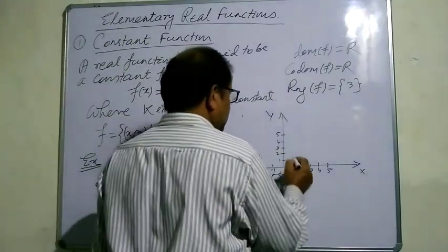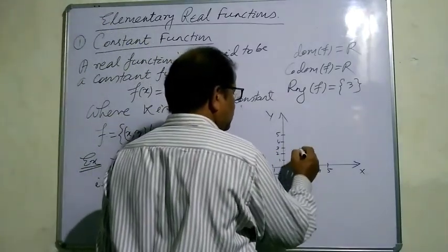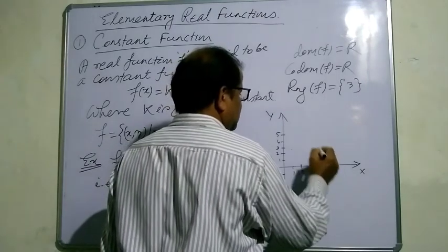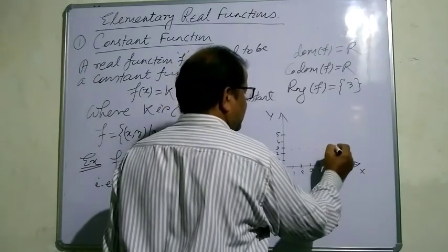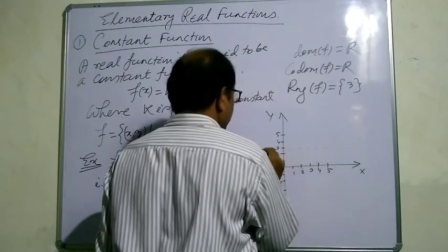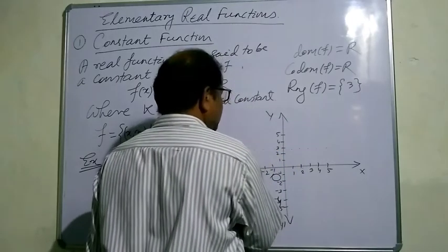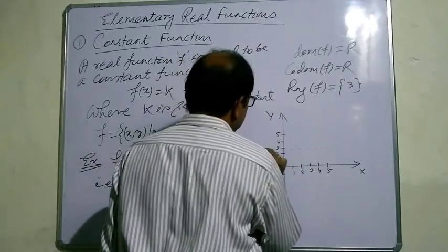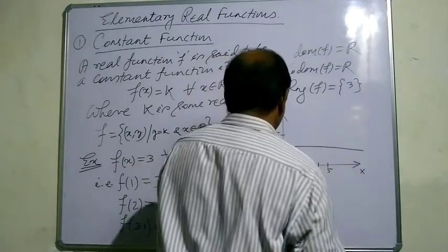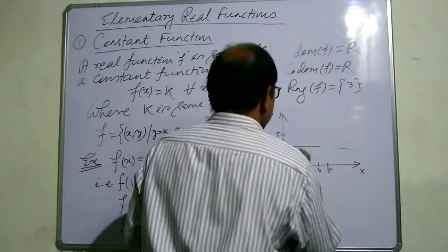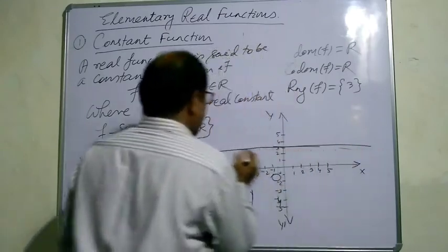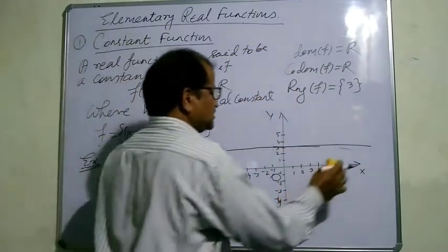Here it is 3. 2, it is 3. 3, it is 3. 4, 3. Like this, and similarly to the left. So what will this be? This is your line, and yes, it is parallel to the x axis.